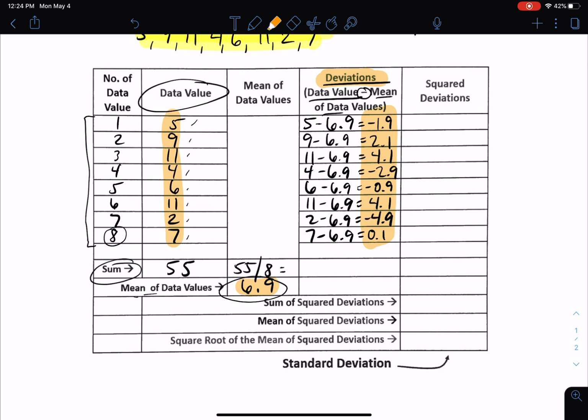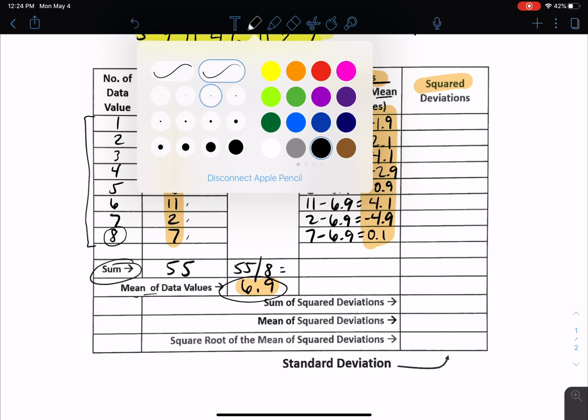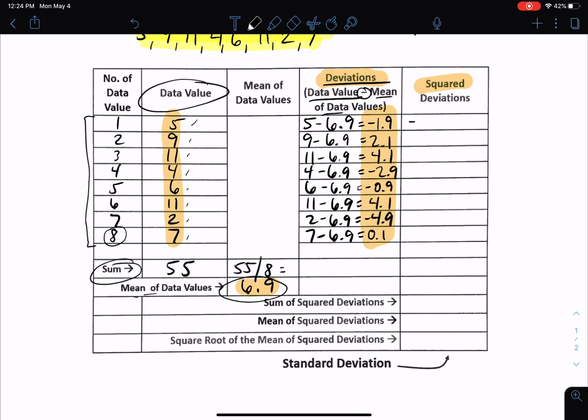So the next step is squared deviations. So we're going to take each of those numbers and square them. So square means multiply times itself. So in my calculator, I'm going to go negative 1.9 times negative 1.9. And I get positive 3.61. Same thing here. So I'm going to do that for all of them. 2.1 times 2.1, 4.41. So I'm going to do that for every single number here. I'm going to square it.